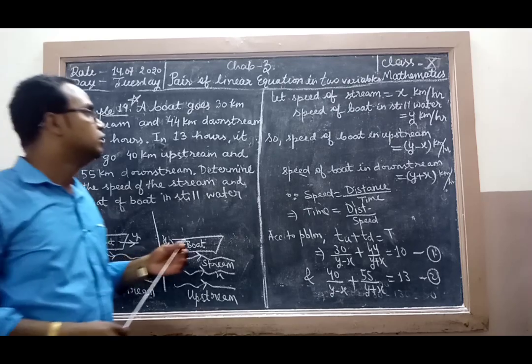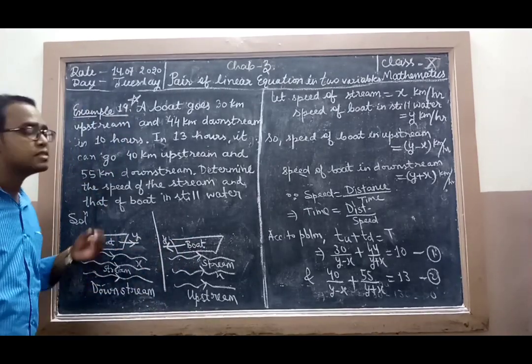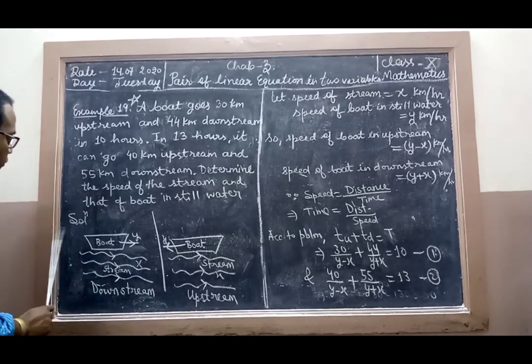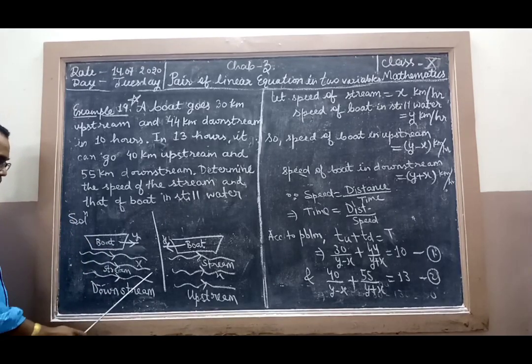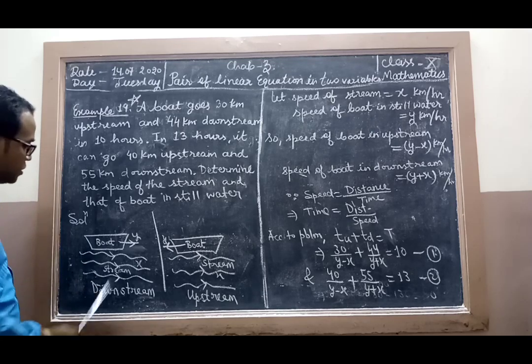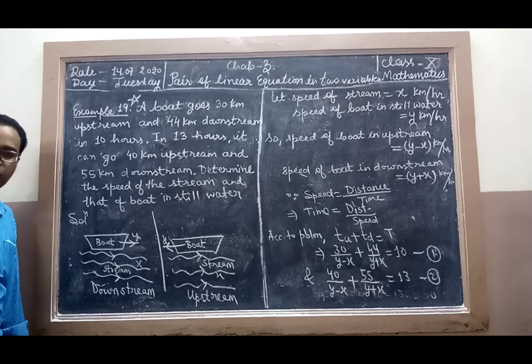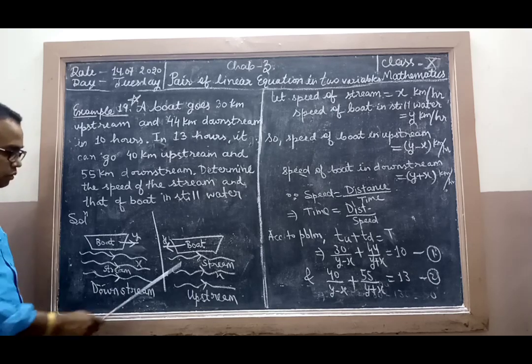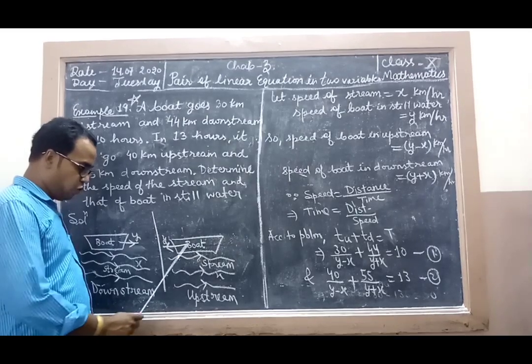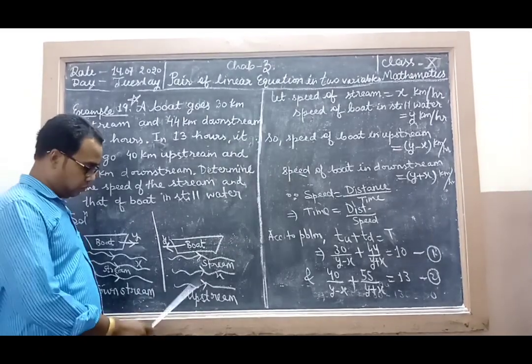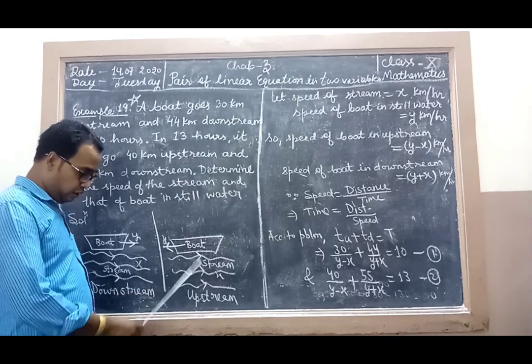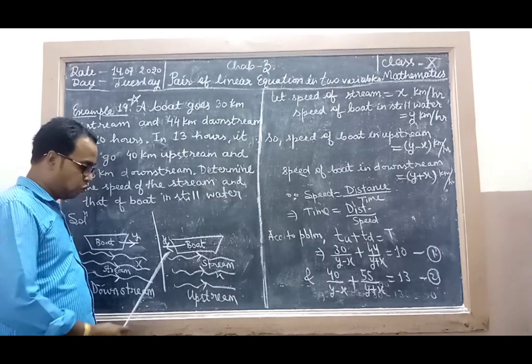First of all, we have to know what is upstream and downstream. This is stream, it means water, this is boat. Let the speed of stream be x km/h and the speed of boat be y km/h. In this figure, directions are same. It means the boat is rowing downstream. Now in this figure, the direction of boat and the direction of stream are different, actually opposite to each other.